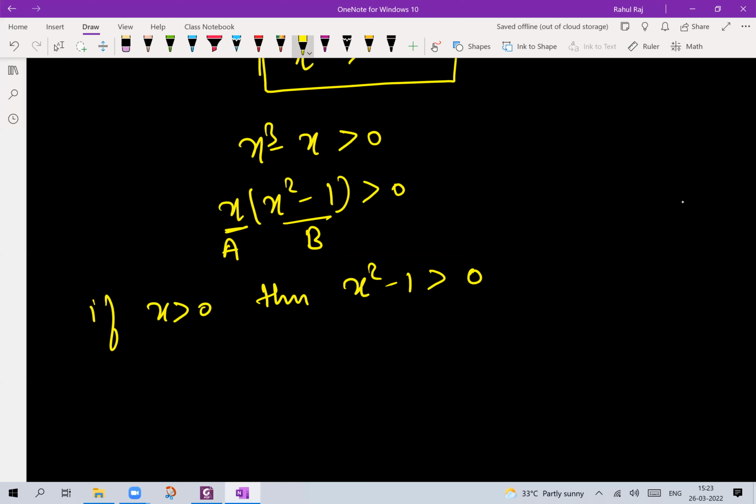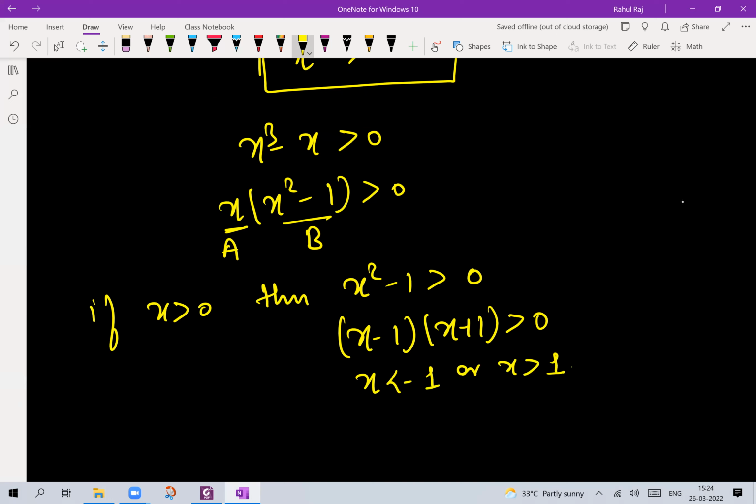So x square minus 1 greater than 0 means what? x minus 1 into x plus 1 is greater than 0. Agreed? If I say x minus 1 into x plus 1 greater than 0, can I say x is less than -1 or x is greater than 1? x minus a into x minus b greater than 0, x lies outside of a and b. That's what I've done, nothing else. Any doubt?